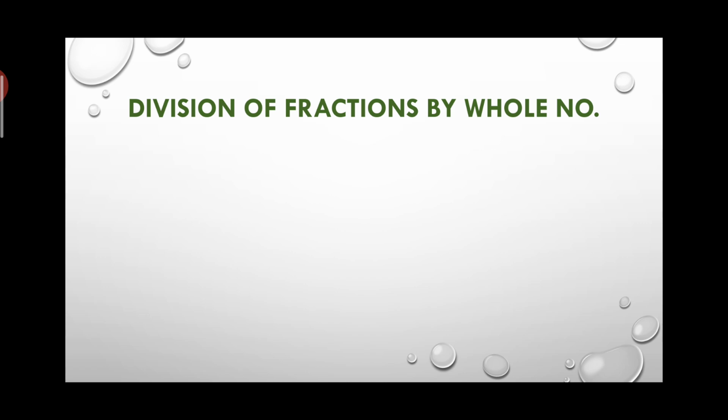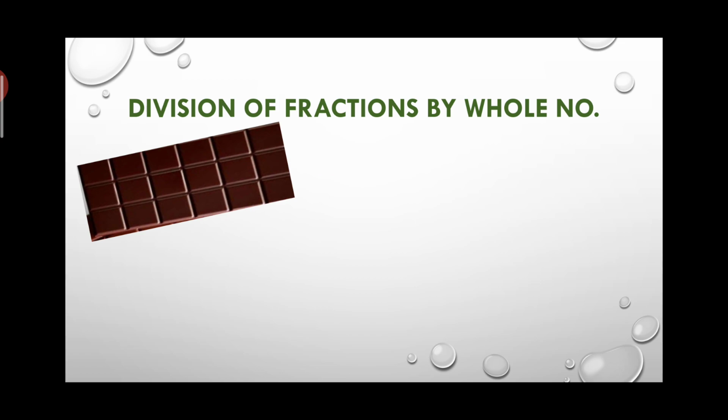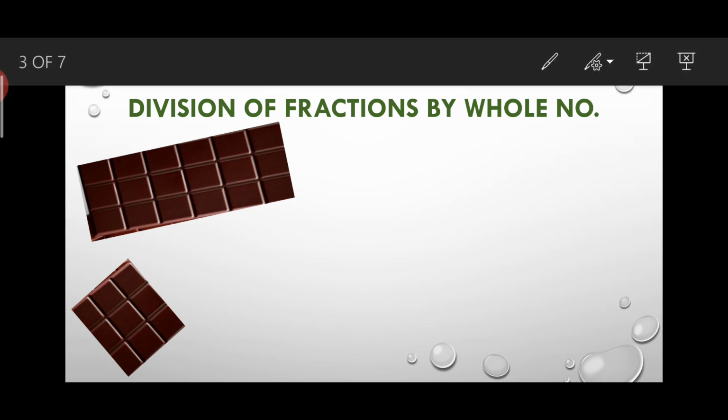Before starting it, let us have an example. If you have a piece of chocolate and you are told that you cannot have the entire chocolate, and I have given you half of the entire chocolate. I have given you half a piece of the chocolate from the complete pack, and if you can see here, this piece is 1 by 2 of the complete chocolate.